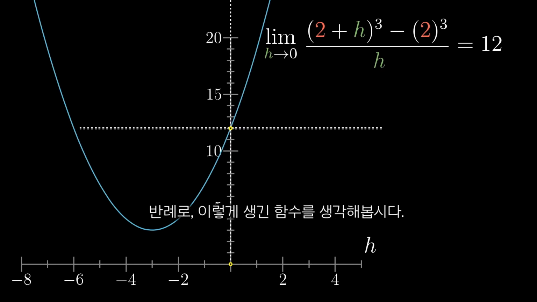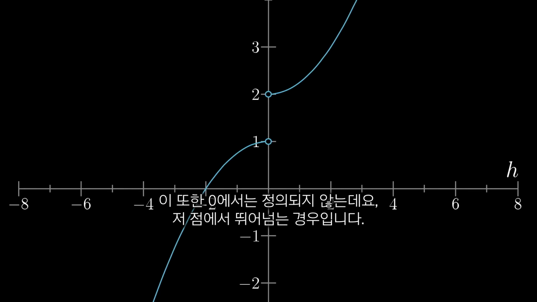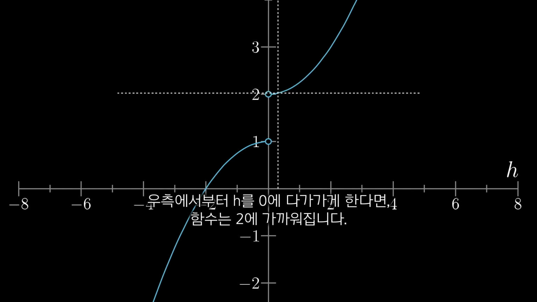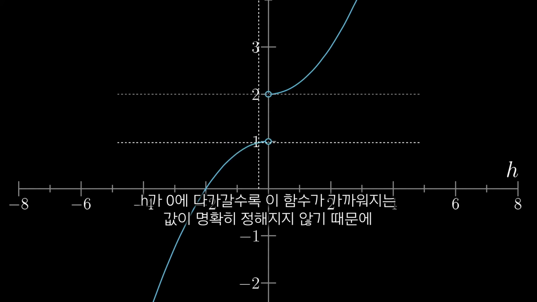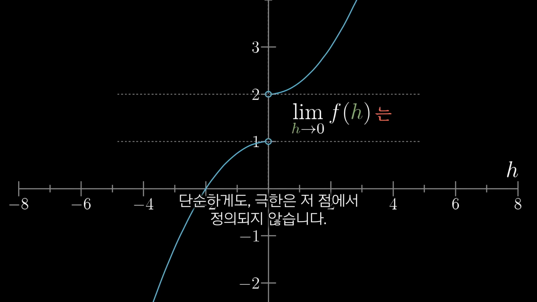As a counterexample, consider a function that looks like this, which is also not defined at 0, but it kind of jumps up at that point. When you approach h equals 0 from the right, the function approaches the value 2. But as you come at it from the left, it approaches 1. Since there's not a single clear, unambiguous value that this function approaches as h approaches 0, the limit is simply not defined at that point.